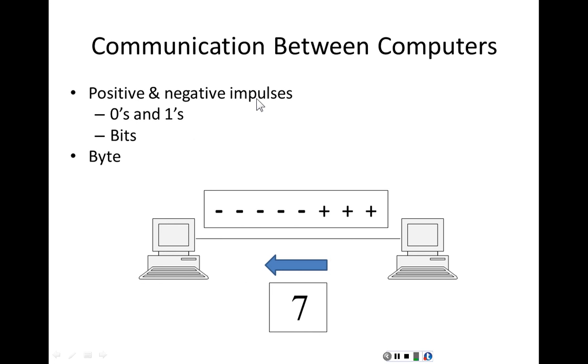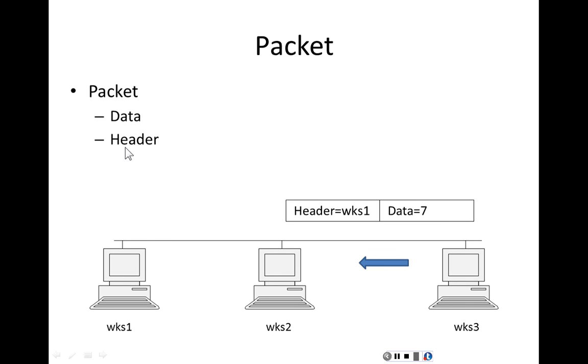So let's get back to the communications with computers. Computers send positive and negative impulses together. Different combinations equal different values. A packet is a message which is made up of data and header information. So if workstation 3 is going to send the number 7 to workstation 1, it sends a packet. And the packet includes the number 7, and it includes a header. The header specifies the address of the computer that it's going to.